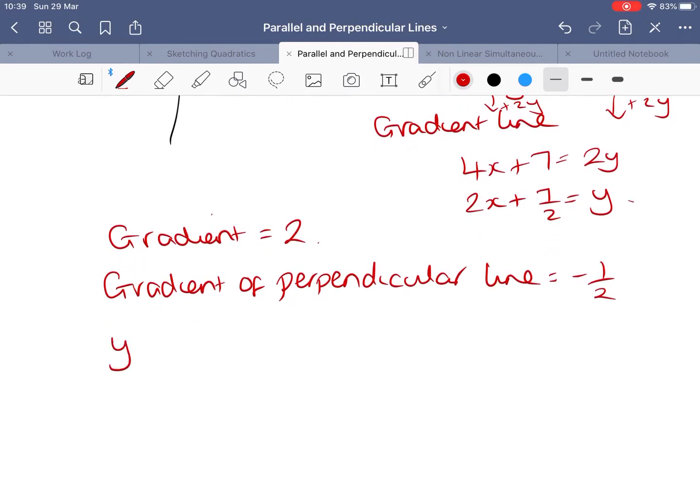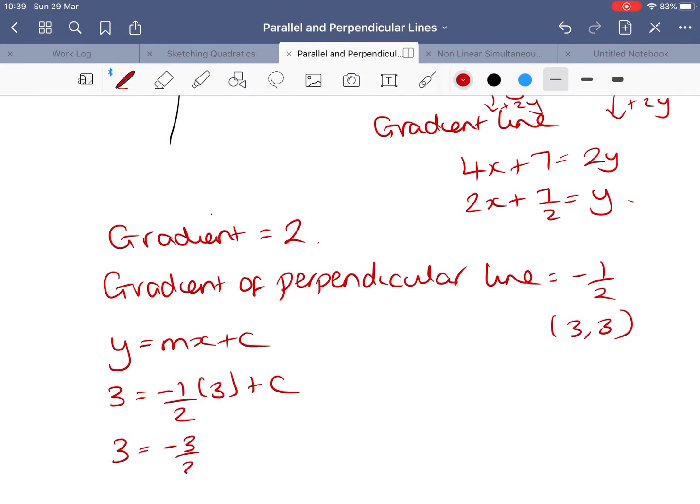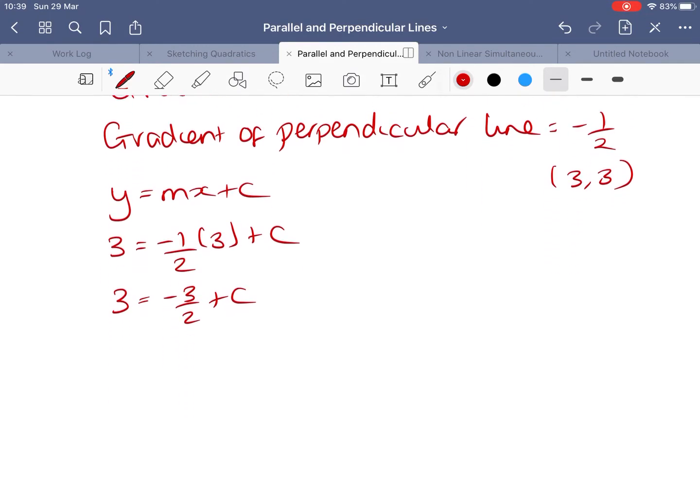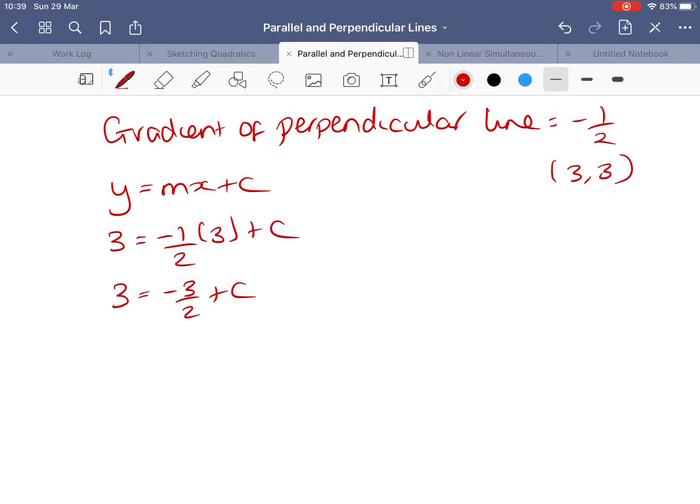So I've got to be honest, my favourite is y equals mx plus c. So it's going through the point (3, 3). So y is 3. My gradient is minus a half. x is 3, plus c. 3 is equal to minus 3 over 2 plus c. So what am I going to do? I've got 3 plus 3 over 2. So that's 9 over 2 equals c. So the equation of my line is, I'm going to go up here, y equals minus a half x plus 9 over 2.